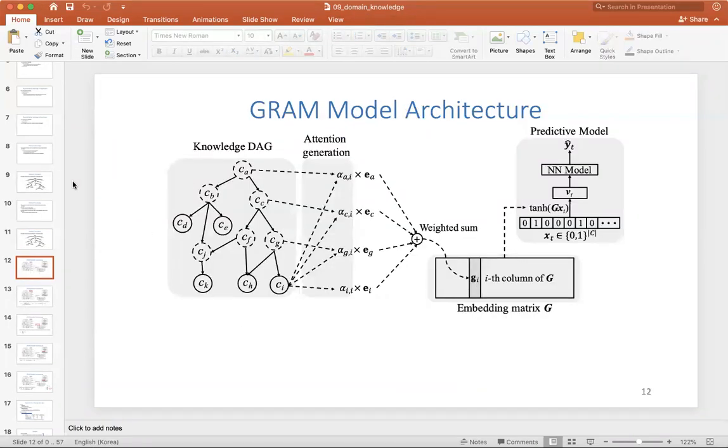So the architecture of Graham model, it looks like this. When you understand this, it's quite straightforward. This knowledge tag is what we call the diagnosis hierarchy in this example. Graham itself is a very generalizable model, but particularly in the paper we use disease code hierarchy. You can think of this as an ICD9 code like system.